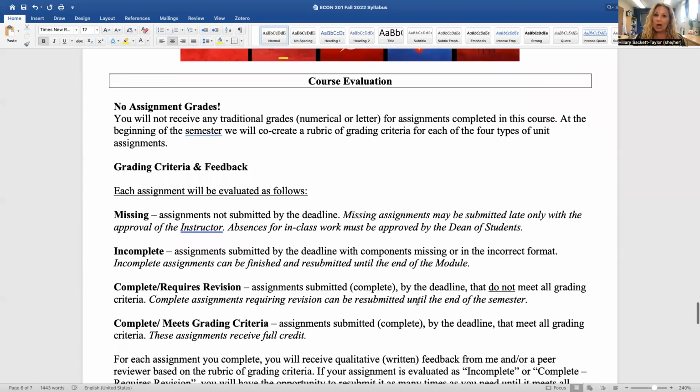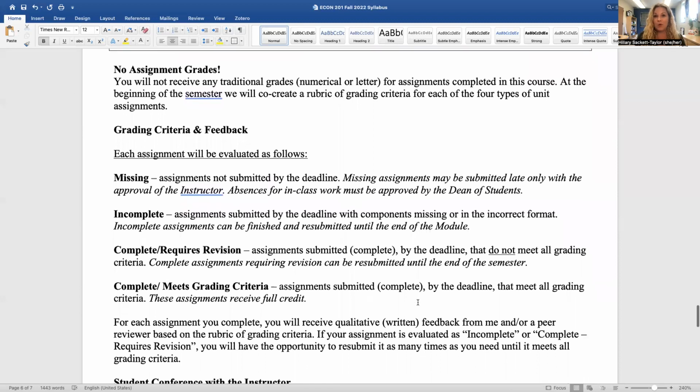The way that this is going to work is that each assignment will receive an evaluation of one of the 4 following categories. It's either missing. This means that for this assignment, nothing was submitted before the deadline. Missing assignments can be submitted late as long as you talk to the instructor, that's me, about why you missed it and the amount of time that you realistically need to complete it. If you miss an assignment that's done in class because of an absence, in order to submit that assignment late, your absence has to be cleared by the Dean of Students.